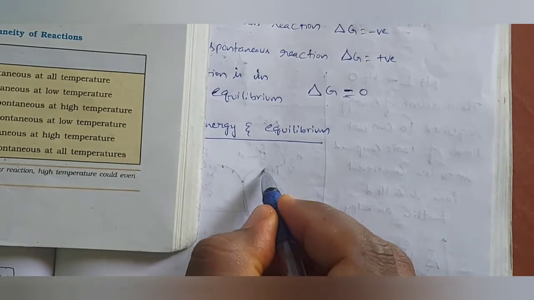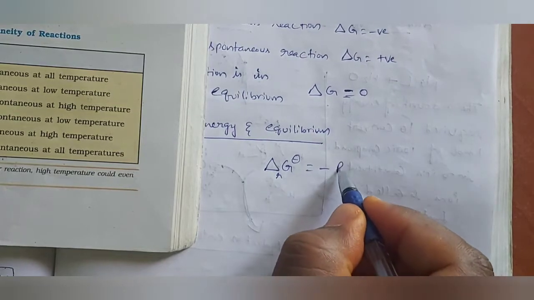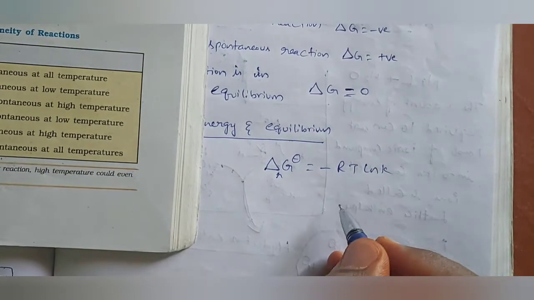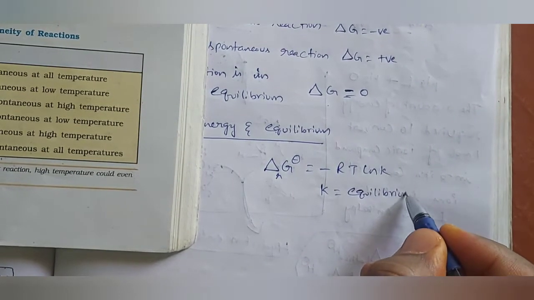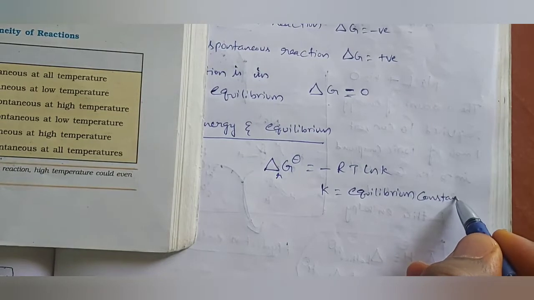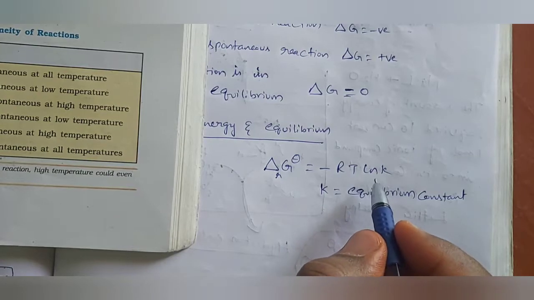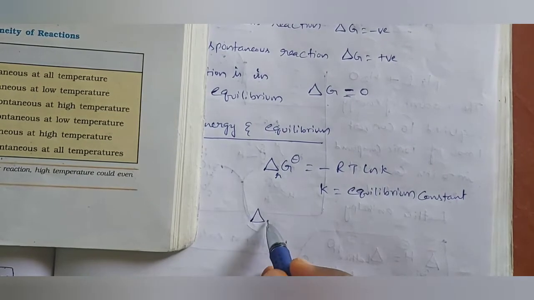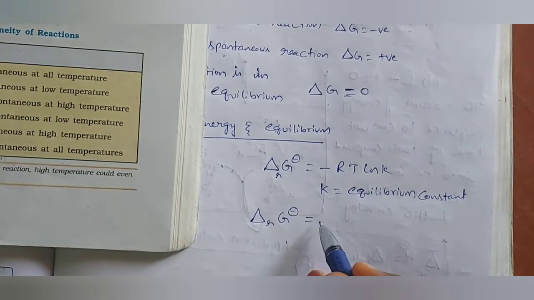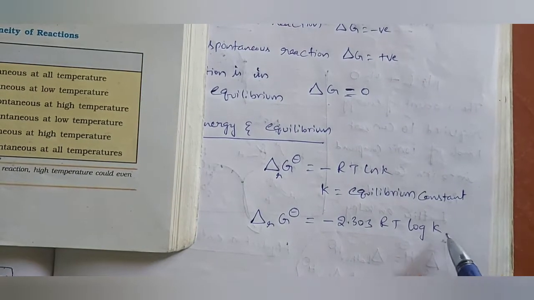Okay, otherwise you can remember only one thing, these formulae are enough. Delta rG0 is equal to minus RT ln K, where K is the equilibrium constant. Ln is nothing but the natural logarithm. If you want to convert that natural logarithm to common logarithm, we have to multiply by 2.303: minus 2.303 RT log K.